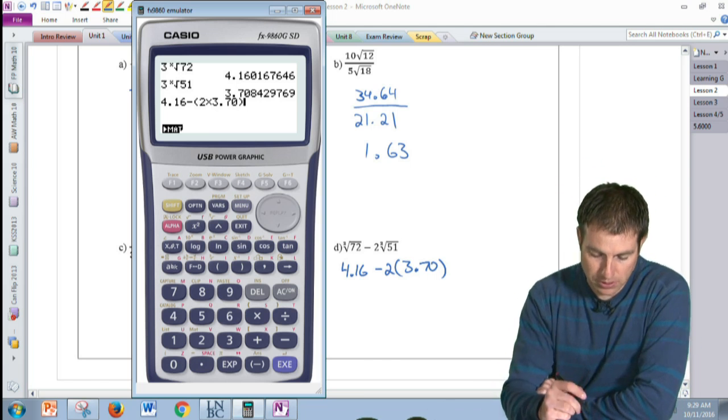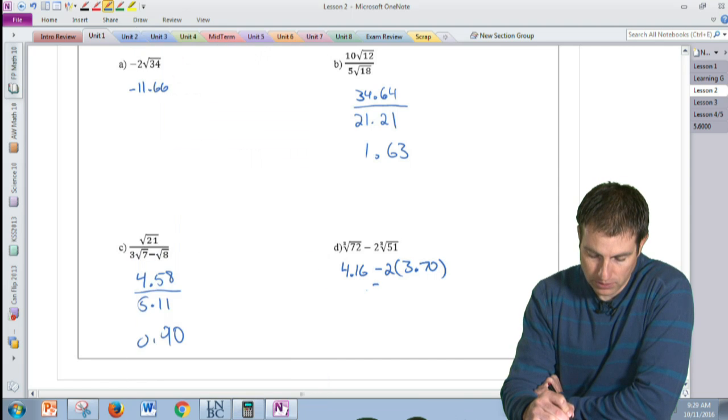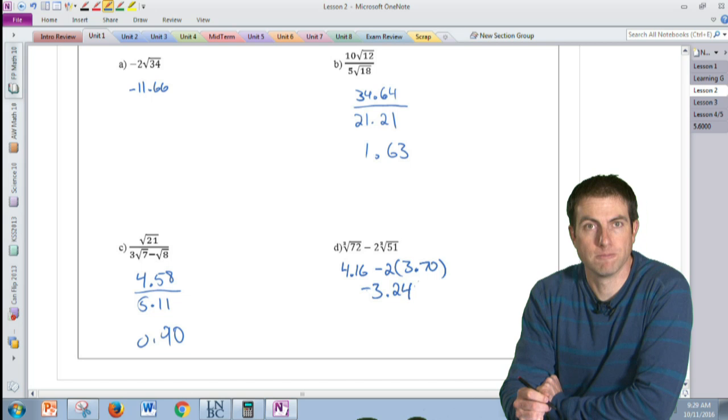Putting things in brackets in your calculator is really helpful for order of operations. Make sure everything works. Negative 3.24.